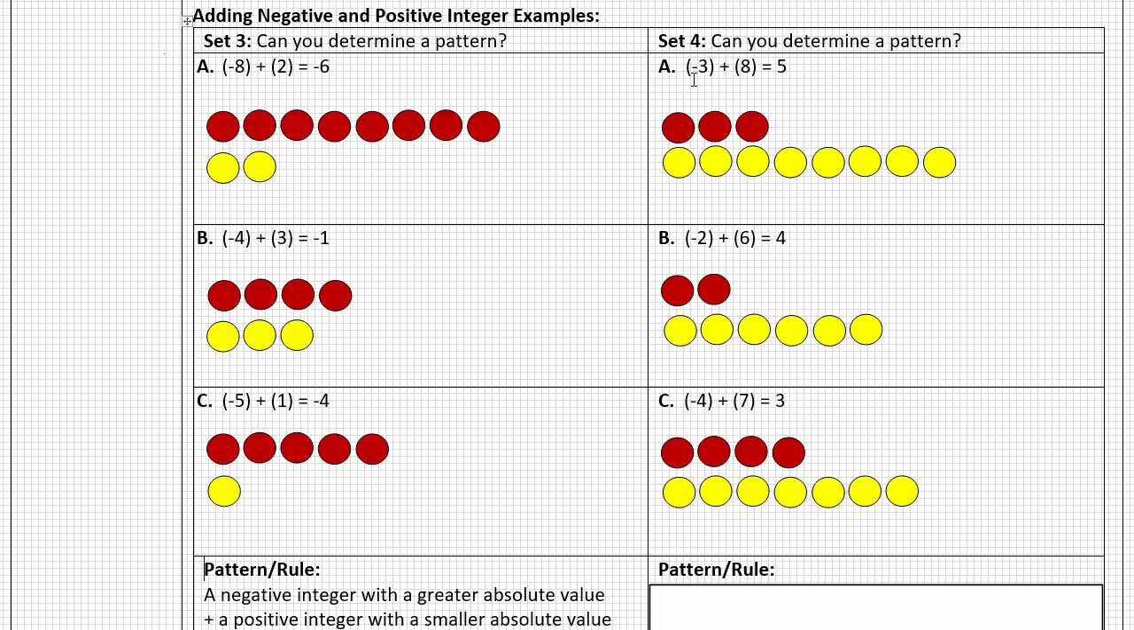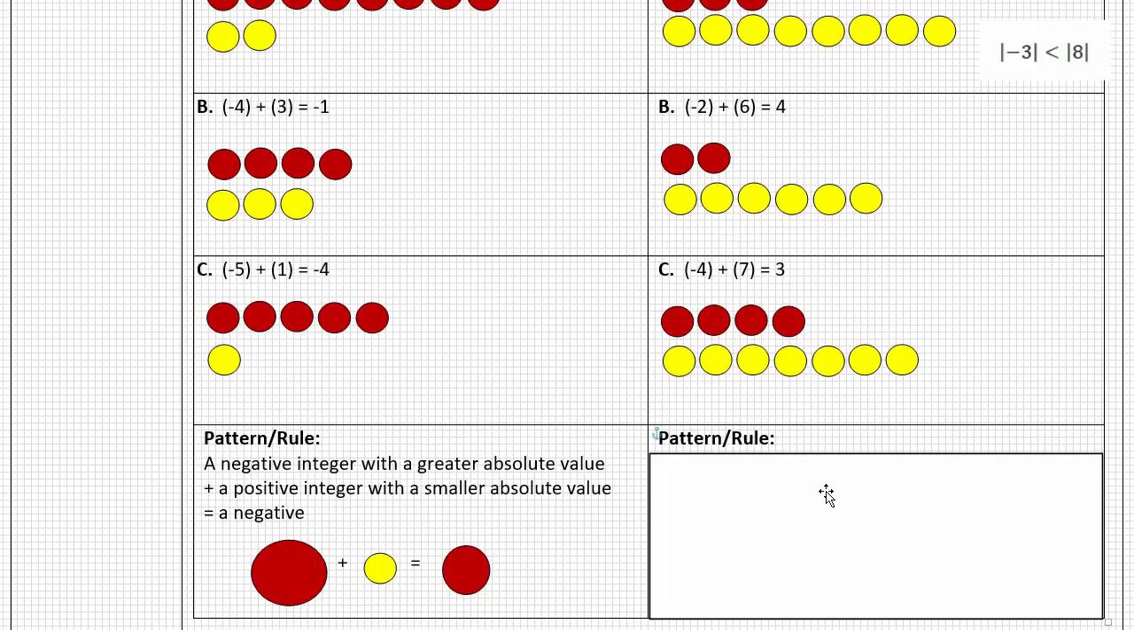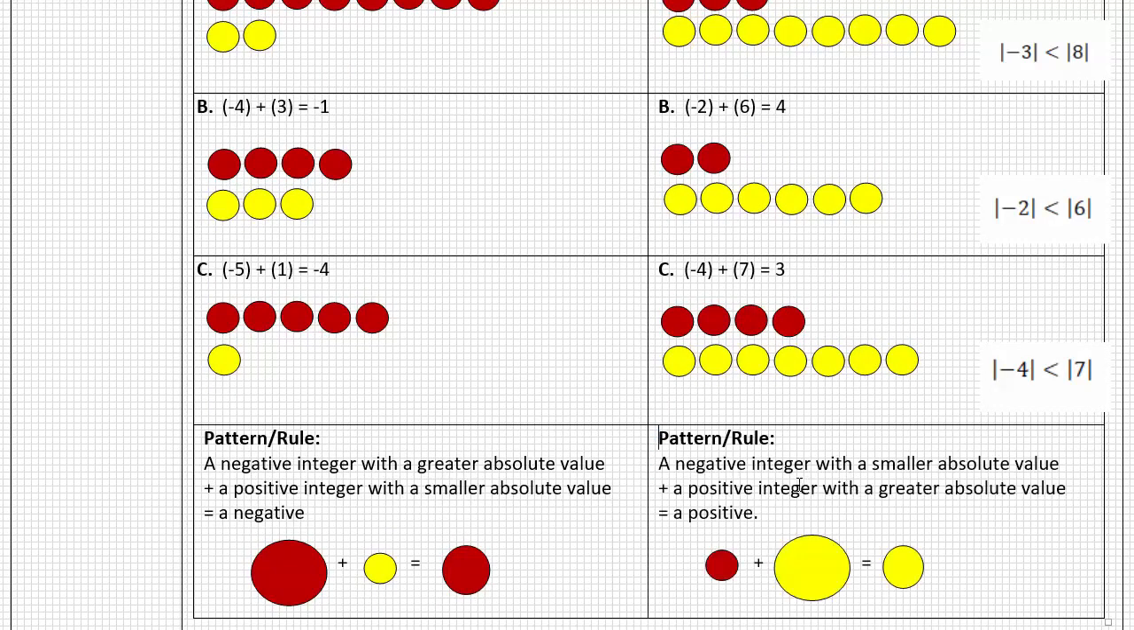We started with a negative integer once again, but in this case, the negative integer has a smaller absolute value than the positive integer that we added to it. And once again, we can see the positive chips all stick out further. And so there's our hint that tells us that our fourth and final rule when adding integers is that if we start with a negative integer with a smaller absolute value and add a positive integer with a greater absolute value, the answer is going to be positive.